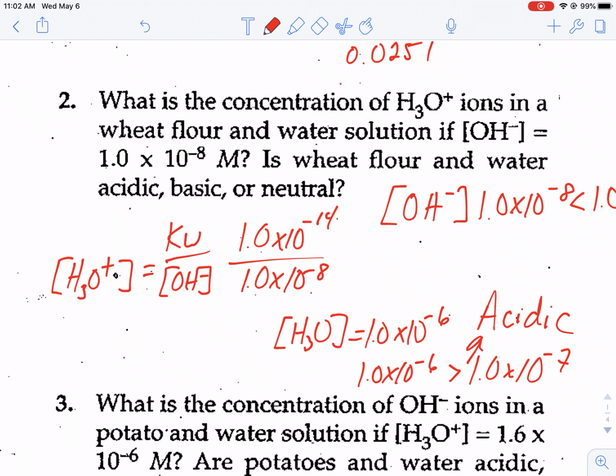So again, it doesn't really matter which ion you're choosing. You just have to understand whether it's greater or less than 1.0 times 10 to the negative 7th. If you understand there's an inverse relationship between the hydronium and the hydroxide ions, it's actually pretty simple.